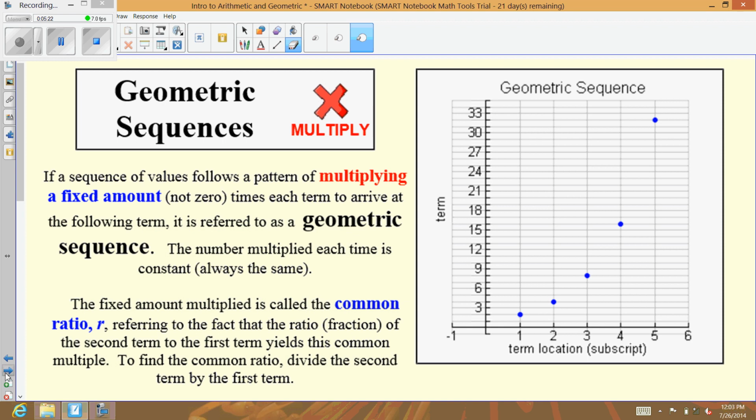All right, geometric sequences means you multiply. Now look at the curve on this line. It's not a straight line like the other one, not linear. This one has a curve in it, okay? Looks more like a parabola, just half of a parabola or half of a quadratic. Look at that. It's going up and getting higher, with a bigger difference each time.